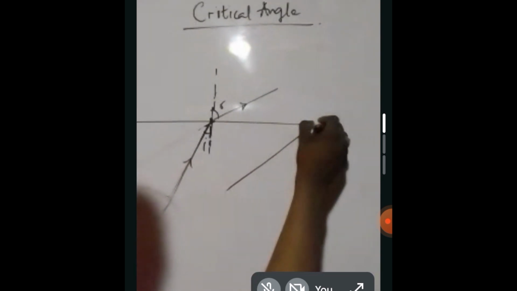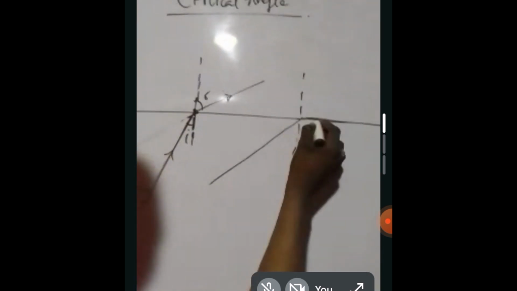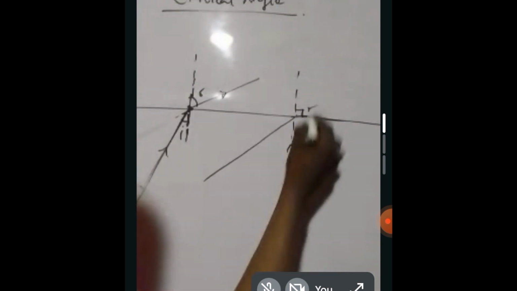Now, there's a particular point where this thing will keep bending. Look at this angle very well. If this angle increases a little bit, it comes to this point. And this is the normal at the point. This ray will bend perpendicular to this normal at the point. It will now become this.